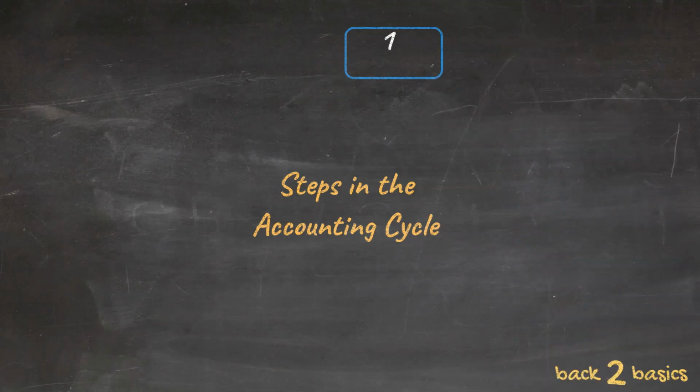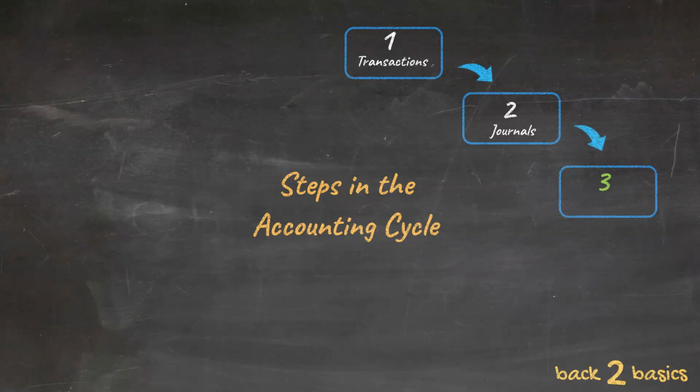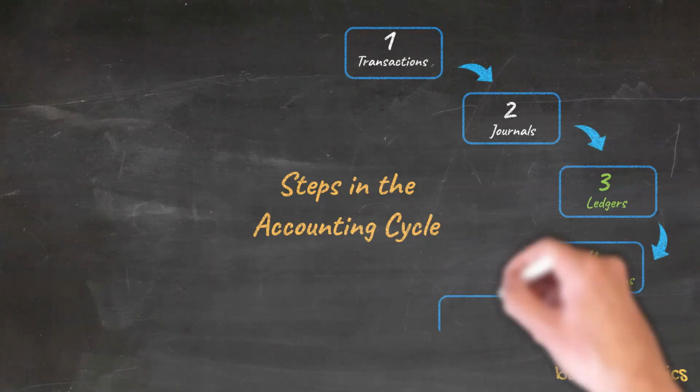Step number 1, transactions. Transactions are analyzed or identified from source documents. Step number 2, journals. Journals are the books of first entry and used to record the transactions. Step number 3, ledgers. Ledgers summarize all the transactions into the basic account types. And step number 4, reconciliations. Basically, you'll be looking for differences in financial accounts and correcting them.